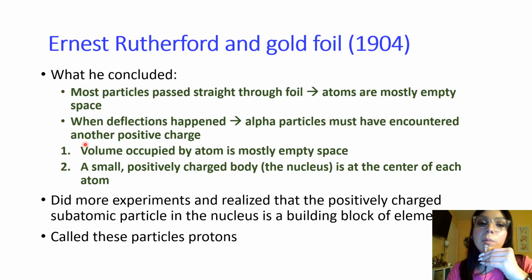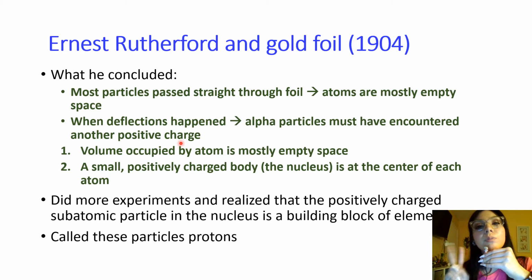Now, the important part of what those deflections tell you is that we know those particles were positive, right? The ones that he was shooting through the gold foil. In order for them to be deflected, that must mean that they have to have encountered something else that was positive. So the alpha particles must have encountered another positive charge.